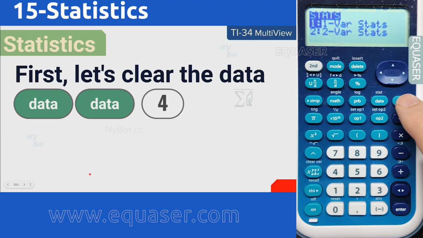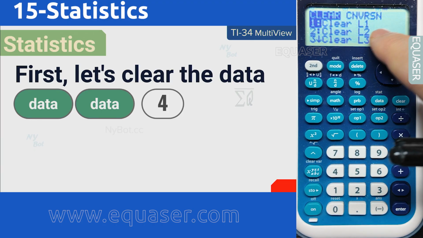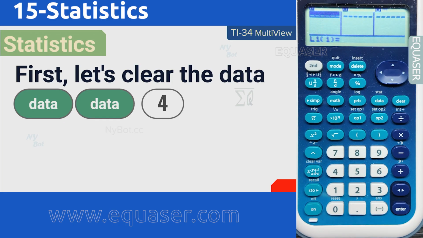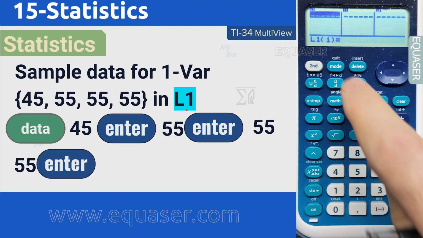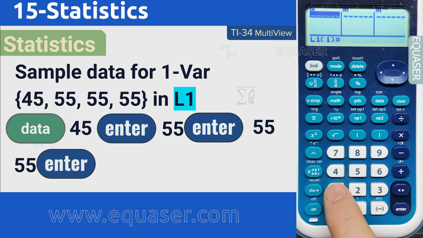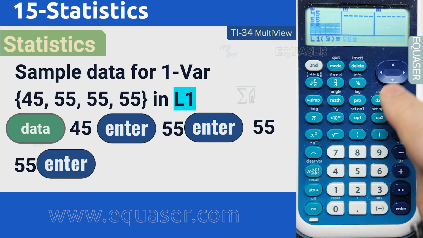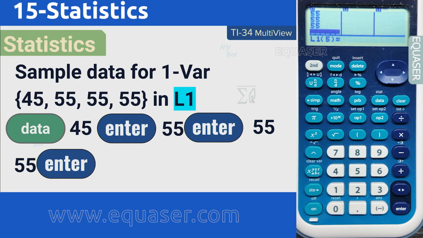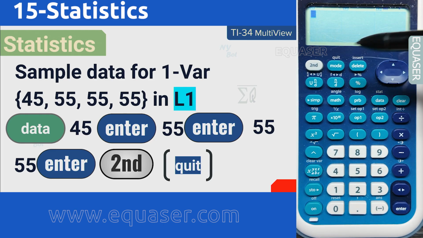So let's clear our data, and then data again, 4. This will clear all the tables. And this is just an example to show you. Let's enter these data as variable 1 into L1. So 45, down, 55, 55, 55, and then done. Press second function, quit.